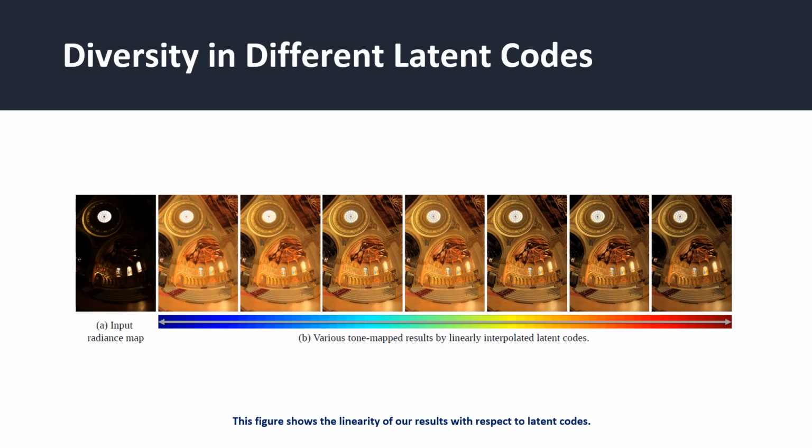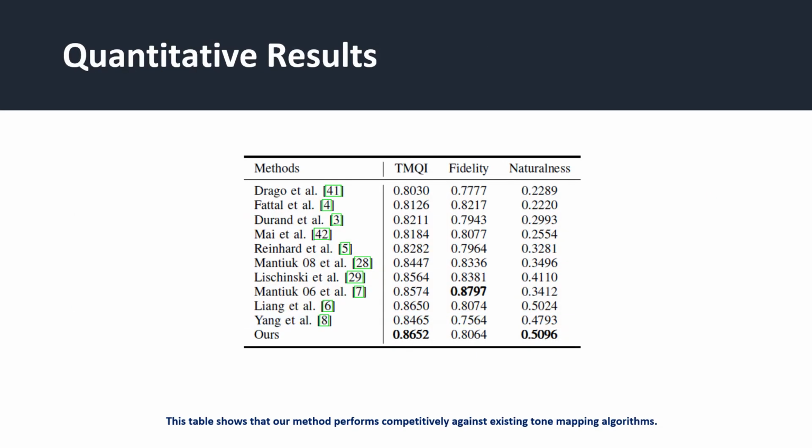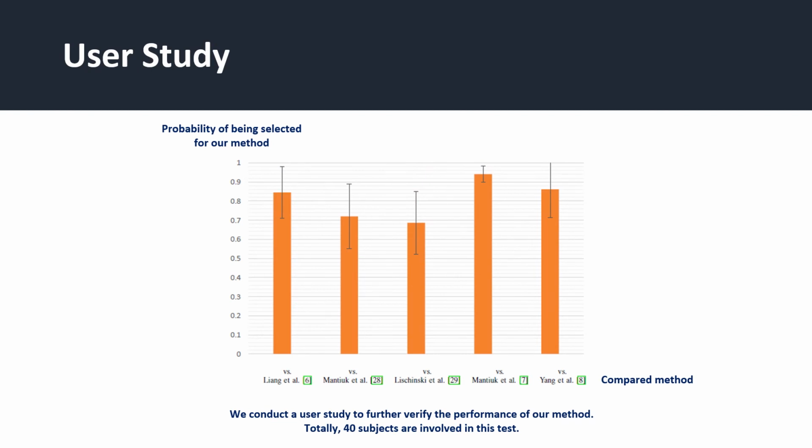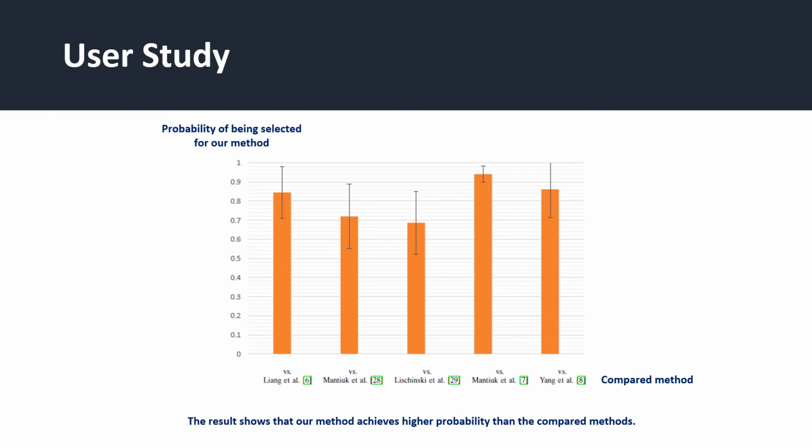This figure shows the linearity of our results with respect to latent codes. This table shows that our method performs competitively against existing tone mapping algorithms. We conduct a user study to further verify the performance of our method. In total, 40 subjects are involved in this test. The result shows that our method achieves higher probability than the compared methods.